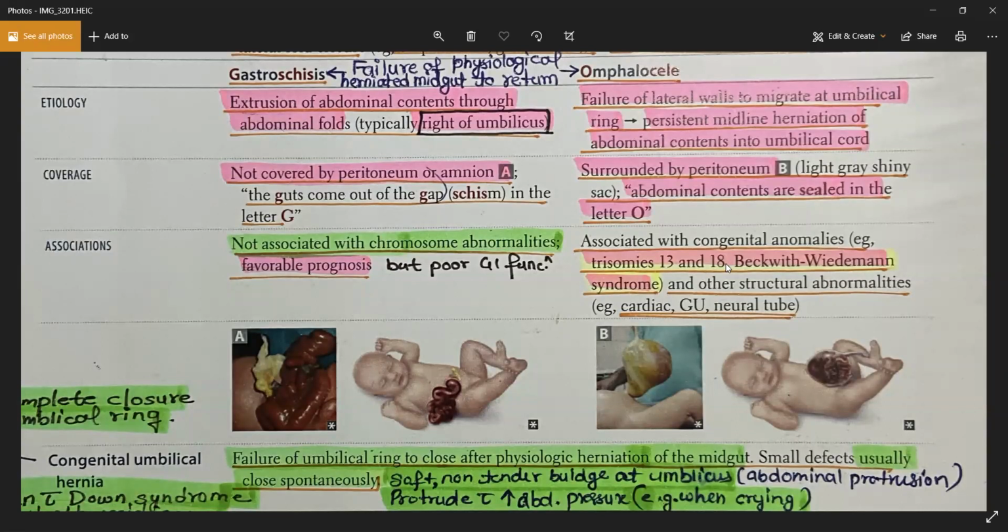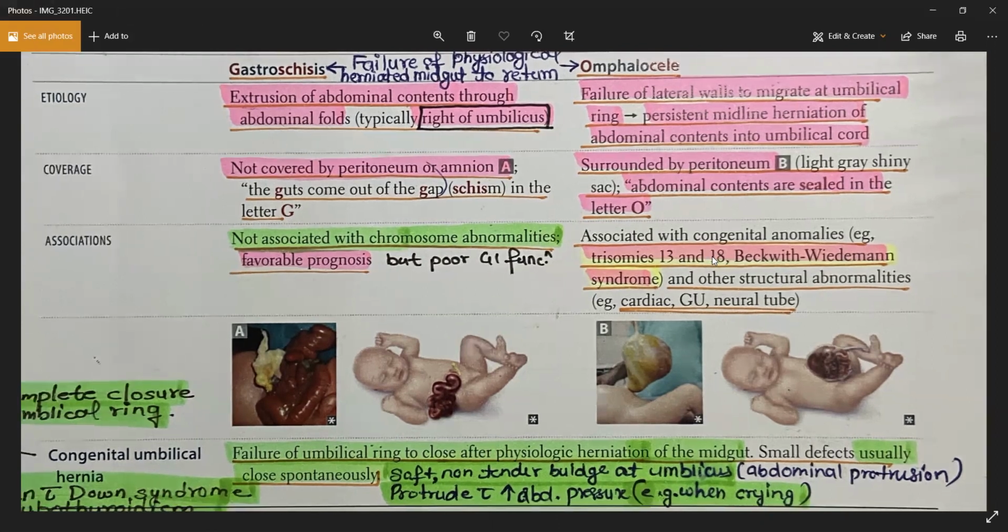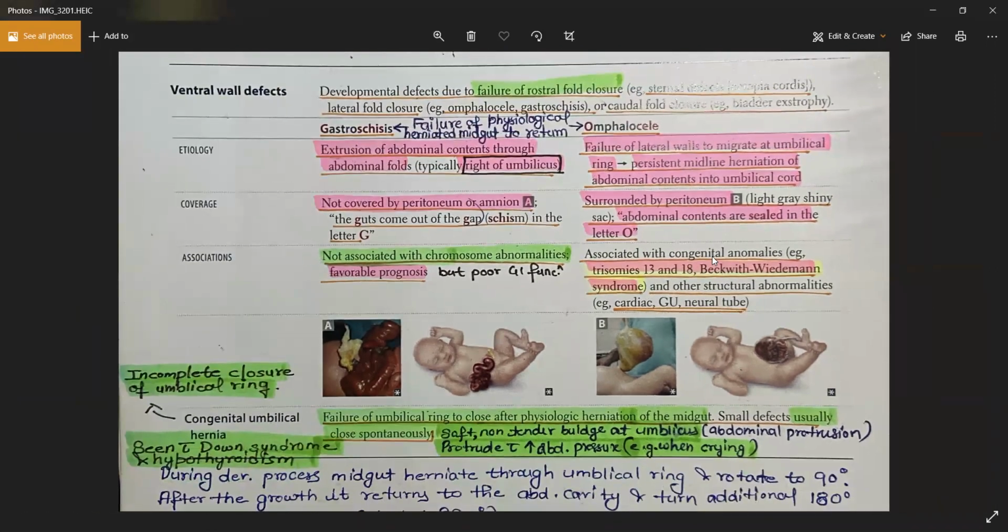Because they're associated with deadly diseases or syndromes, the prognosis can never be very favorable. That's why omphalocele is more severe than gastroschisis, because of its associations. For gastroschisis, you do not have any covering over these abdominal structures. You can see them very clearly coming out of the abdomen on the right side of the umbilicus.